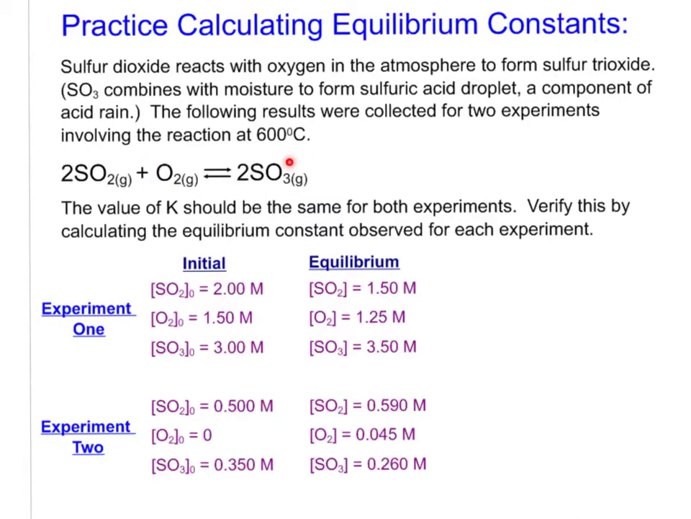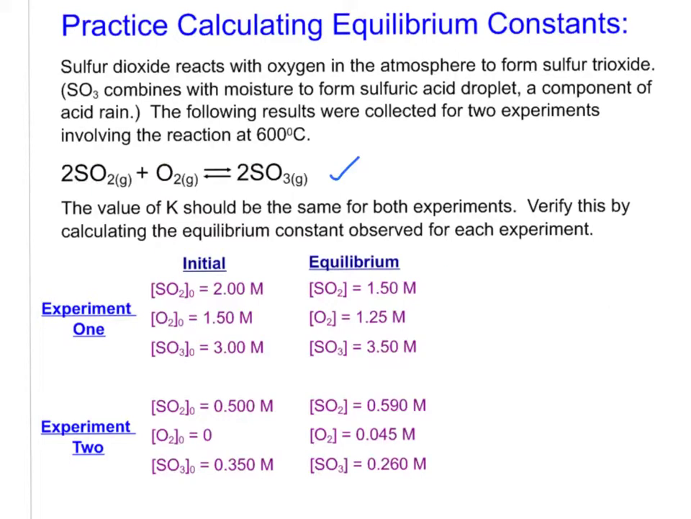The following are results that were collected for 2 experiments involving this reaction at 600 degrees Celsius. The value of K should be the same for both experiments. So let's see if we can verify this by calculating the equilibrium constant observed for each experiment. First, whenever we're solving problems or doing calculations, we have to have a balanced chemical equation, and we do. They gave it to us, so we don't have to figure it out. How nice. So here's our equation.